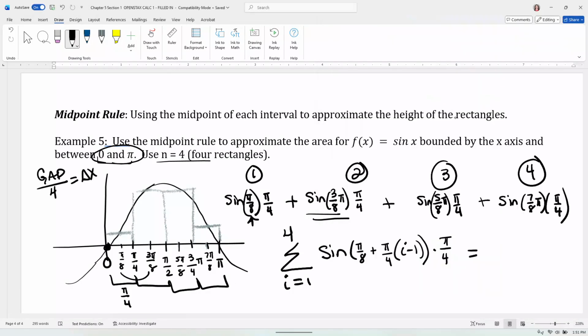2.05. There's my approximate area under the curve. Some of the rectangles are overs, some are unders. It's okay. Some of them have an over and an under. That concludes this section.